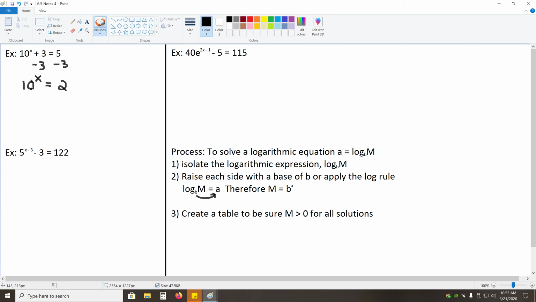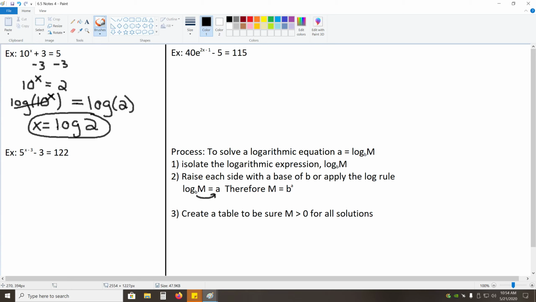And now from here, we need to get rid of this base 10. So we need to take log base 10 of each side of the equation. Remember though, log base 10 is just log. We don't write the base 10. So we're taking log of 10 to the x, and we're setting that equal to log of 2. And now log of 10 cancels out, leaving us with just x equals log of 2.